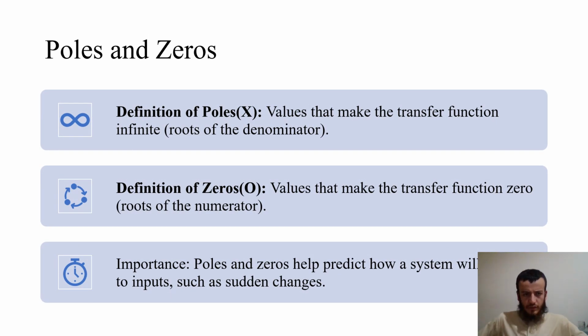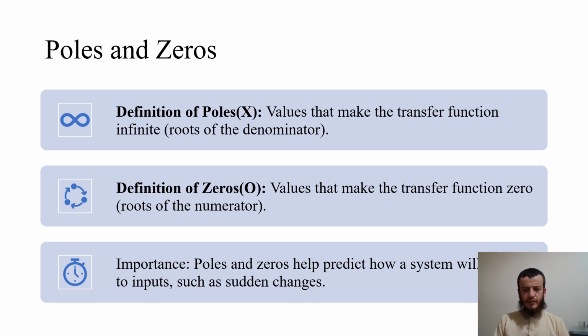First of all, we'll have a discussion of two important parameters, the poles and zeros. Any output of a system is a summation of two responses, the forced response and the natural response. We'll see that later, but first the definition of the poles, which are shown with a cross sign.